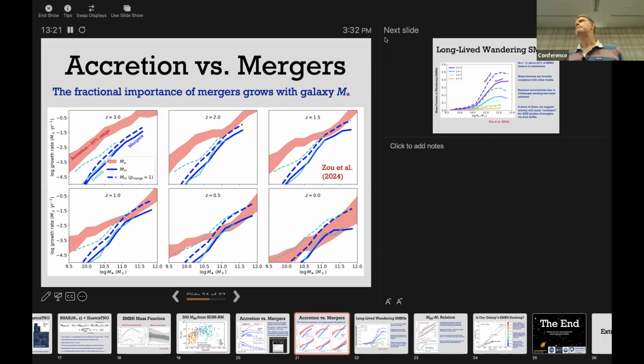Right. So yeah, sorry, I went through that a little quickly. This has been extensively studied in the literature already. The idea here is when you have a pair of galaxies merging together, the supermassive black holes don't always end up merging. Some significant fraction of the time, you'll end up with a long-lived wandering supermassive black hole. And that can actually be quite a large fraction of the time.